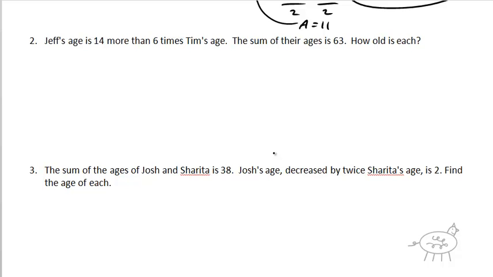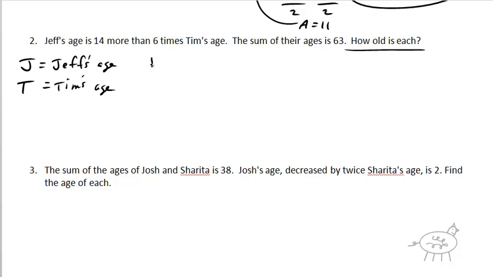Jeff's age is 14 more than 6 times Tim's age. So again, they want to know how old each one is. So J equals Jeff's age, and T equals Tim's age. Okay, so it says Jeff's age is 14 more than 6 times Tim's age. So 6 times Tim's age, so 6T, and 14 more, so plus 14. The sum of their ages, J plus T, is 63.